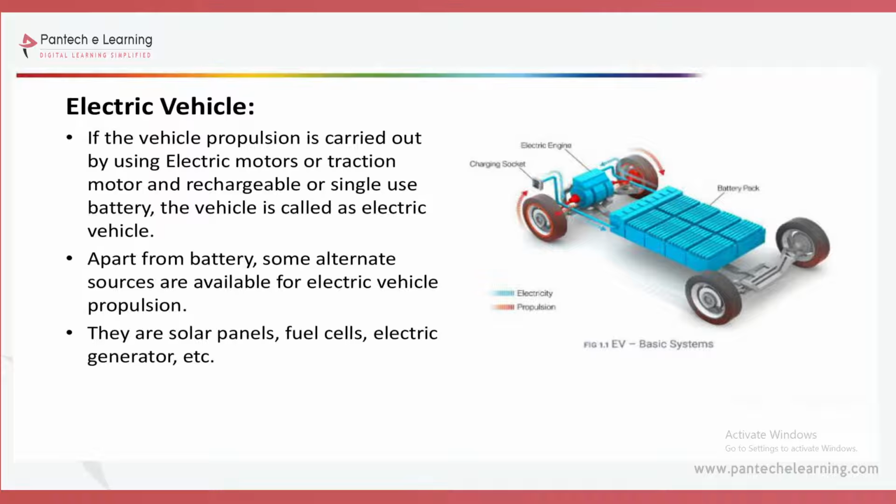Apart from the battery, some alternate sources are also available for electric propulsion. The examples are solar panels, fuel cells, and electric generators. By using these alternate energy sources, we can drive the vehicle. The ultimate aim is that we can drive the vehicle using any energy source. These are all the energy sources to drive the electric vehicle.